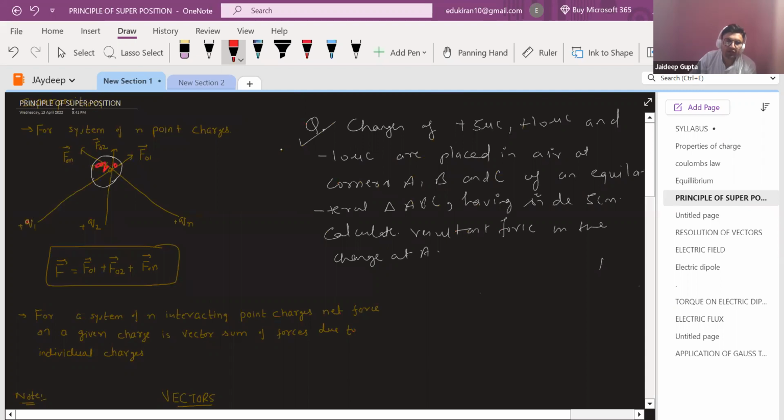And if I have to calculate the force due to Q1, due to Q2, due to Qn, what will we do? We will do the vector sum. So first of all, we will calculate the force due to Q1, then Q2, then Qn. And we will sum up according to the vector law of addition. Do you know the vector law of addition?